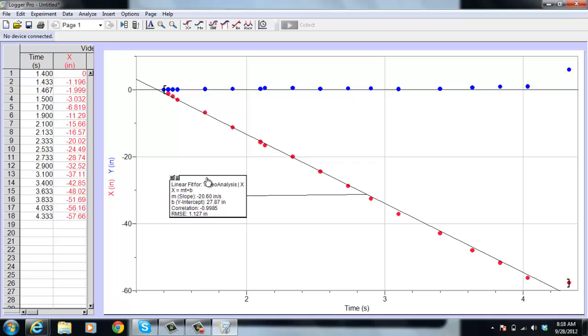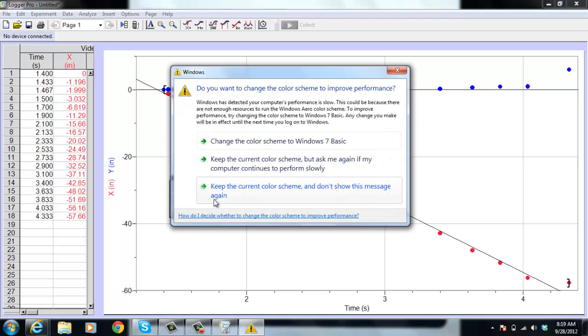Alright, now that you got the linear fit in there, you can see how this point out here is kind of an outlier, right? It doesn't fit on the line. Most of the rest of them fit basically on this line, and so we call this a best fit line. And it gives us our y equals mx plus b. X is our y in this case because it's moving across the screen. M is our slope, x is our time, and b is the y-intercept. M is our slope, and if you notice here, this thing is rolling at 20.6 inches per second.